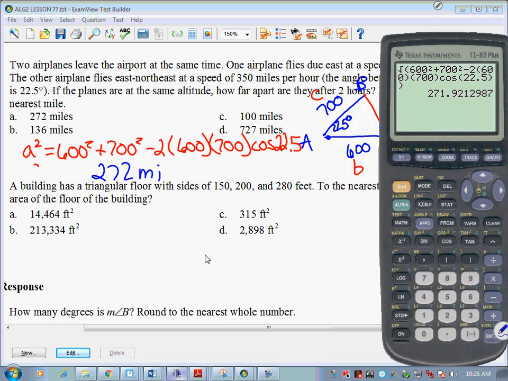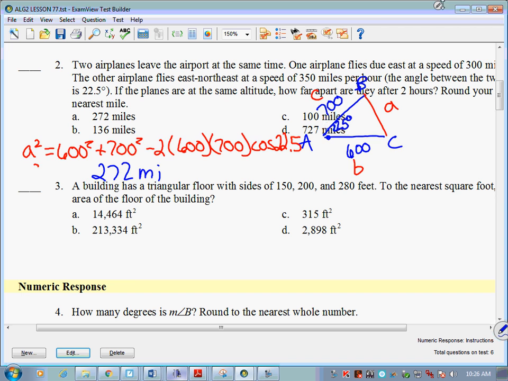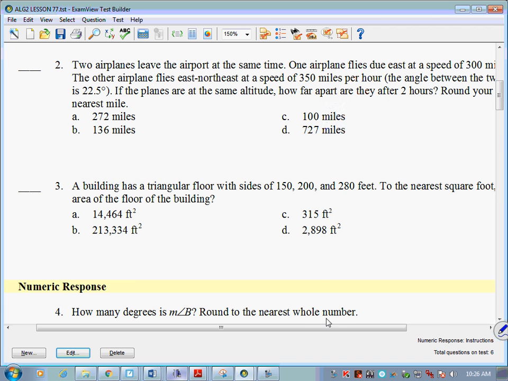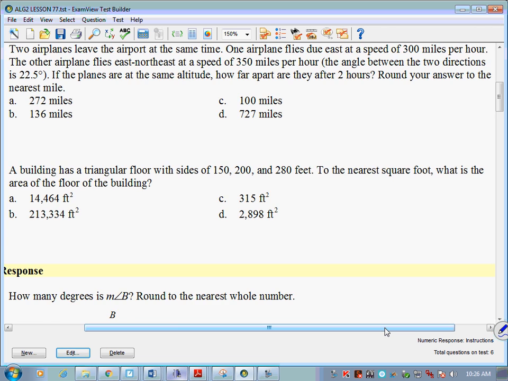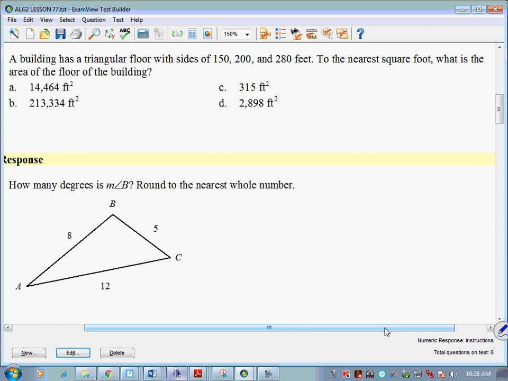All right. How many of you understand what's going on here pretty well? Feel like we've got a decent handle on it. Great. That's at least more than half. Okay? All right, number 3. A building has a triangular floor with side lengths 150, 200, and 280. So the first thing I'm going to draw is what? Triangle.